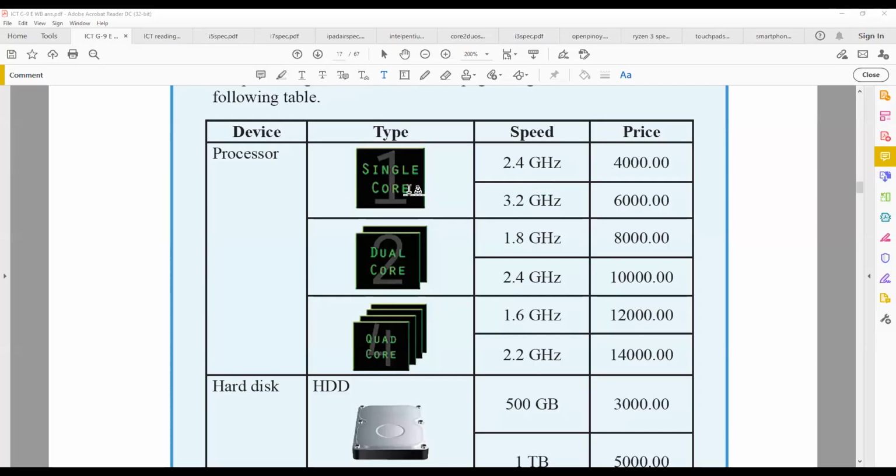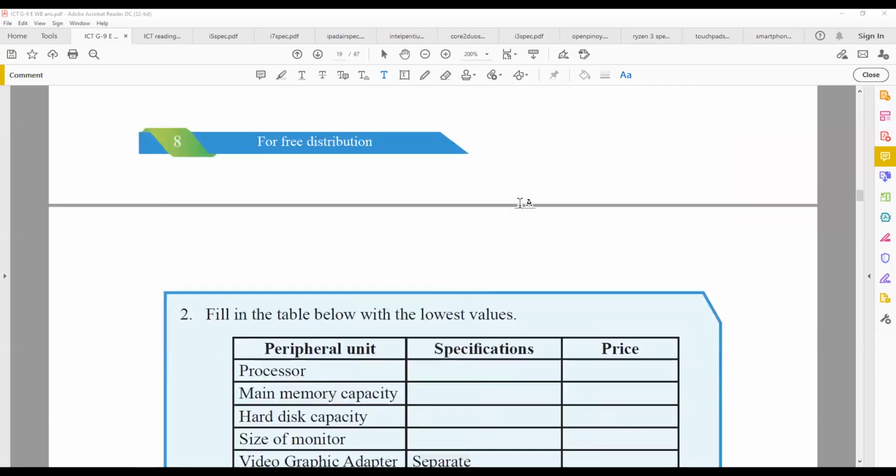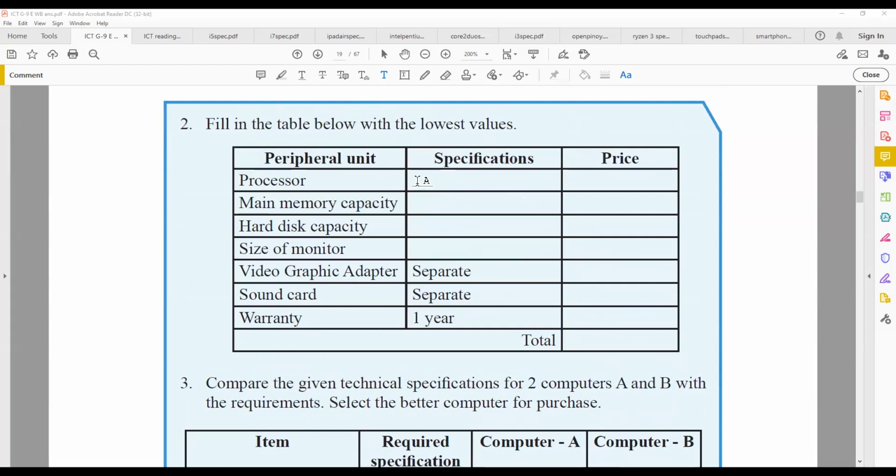The lowest one, that is single core, 2.4 gigahertz. So let's fill the table. So we can say here it's a single core, 2.4 gigahertz. What is the price? 4,000, right? 4,000 rupees. Good.